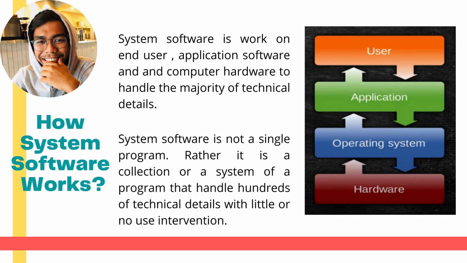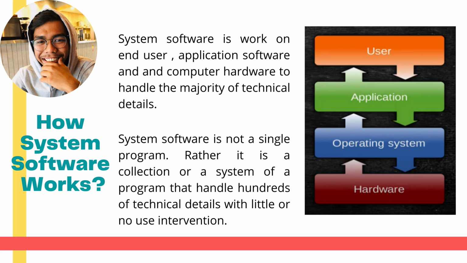System software is a complex model that is required by the end users, application software, and computer hardware in order to handle the majority of technical details for the three components. System software is not a single program, but a collection or a system of programs that handle hundreds or thousands of technical details with little or no user intervention in the process.